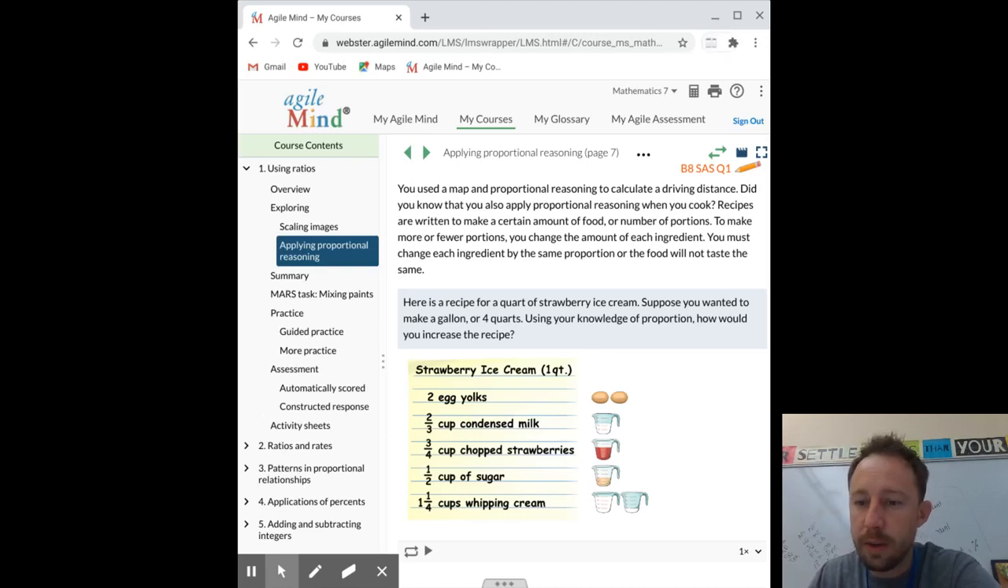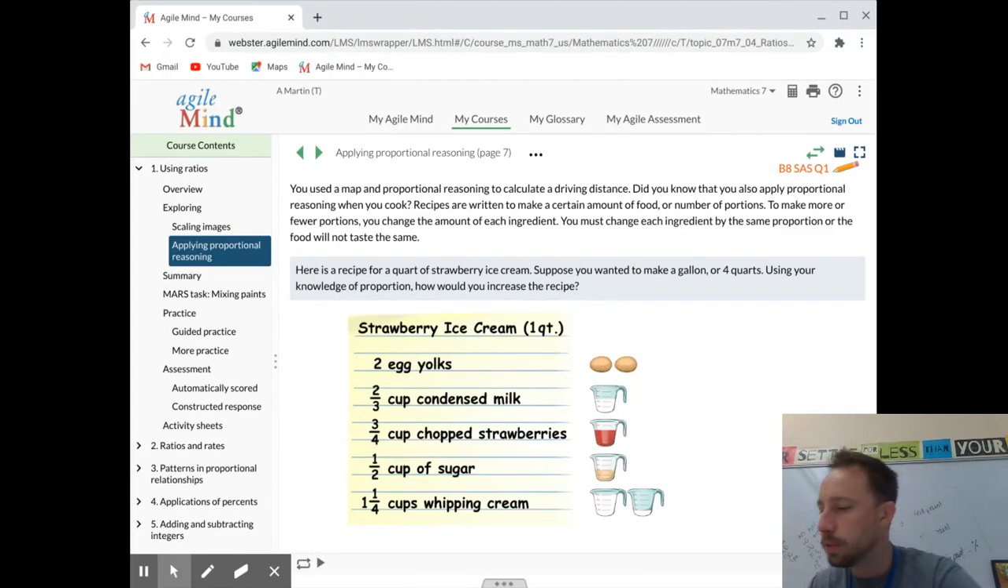So today we're going to be in block 8. And in block 8, what we're going to be focusing on is applying proportional reasoning in a recipe context. We're going to be enlarging recipes using ratio tables and equations. All right, so our opening question is based off of page 7.